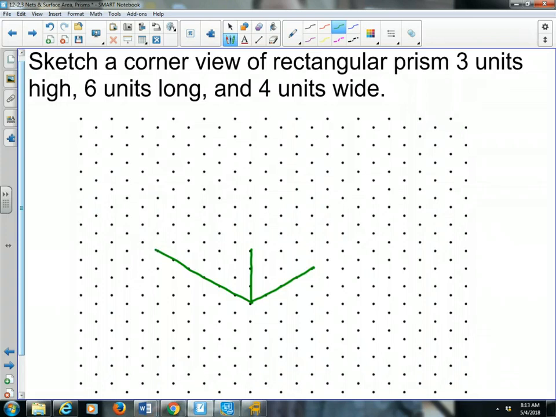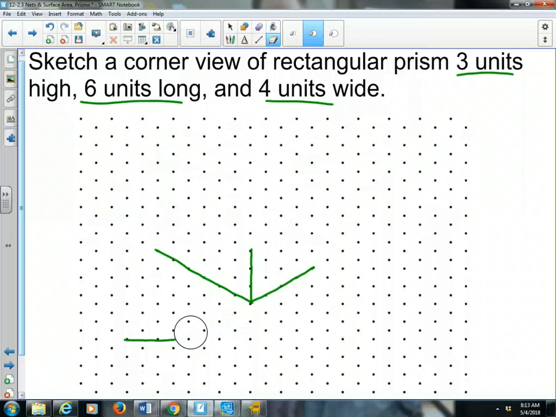So your 3 dimensions, your 3 units, your 6 units, and your 4 units all start at this exact same spot. And then they go 3 units high, 4 units wide, 6 units long. So when you make these, start at the same point, kind of in the middle of your paper, and draw those 3 dimensions.